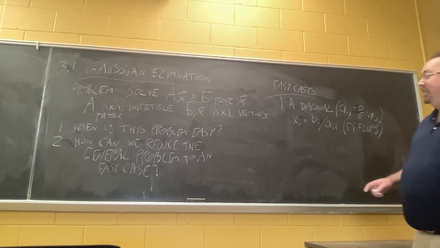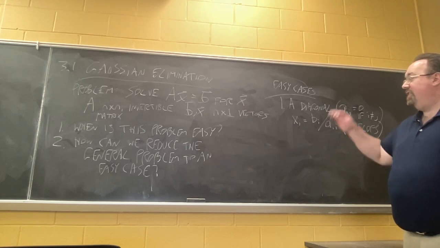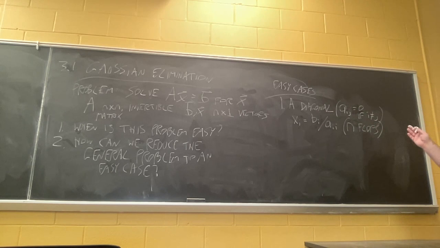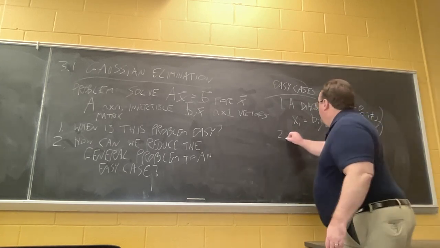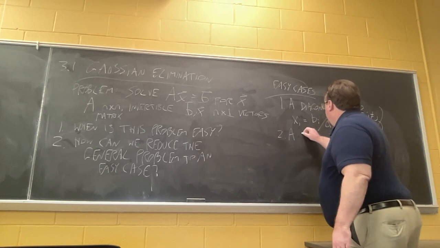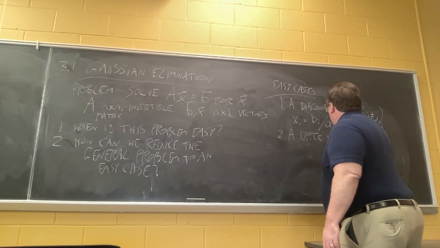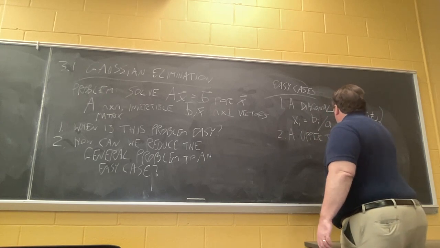And also it can be quite difficult to transform a general n by n matrix into diagonal form. It can be done. You actually learn how to do it in your first linear algebra course. But we're actually going to stop short of that. Consider a matrix A that is upper triangular.